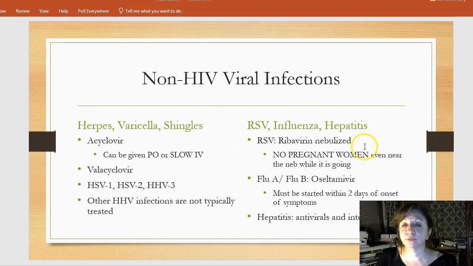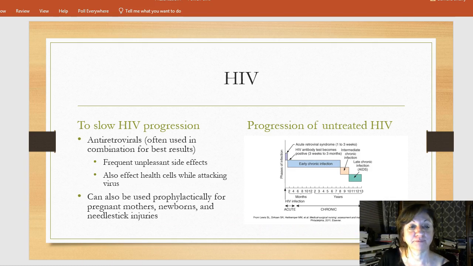Then we have ribavirin that we've talked about with hepatitis. It's also used with the flu. Oseltamivir or Tamiflu is used as well. So with hepatitis, we can also use interferons.